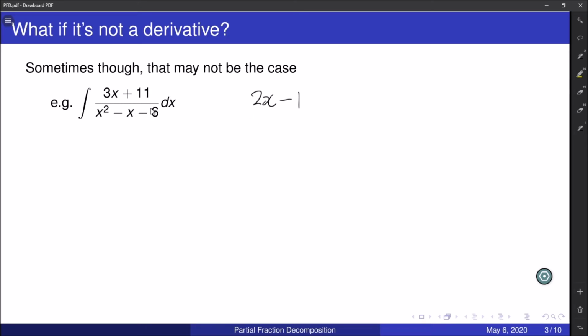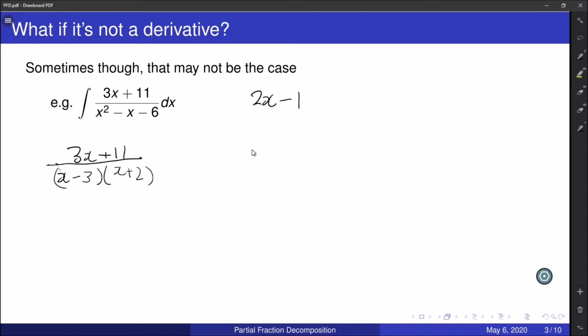Well, if you are very observant, if you have a genius level, you will realize that 3x plus 11 is actually, sorry, let's start from the start. The denominator x squared minus x minus 6 is x minus 3 times x plus 2.